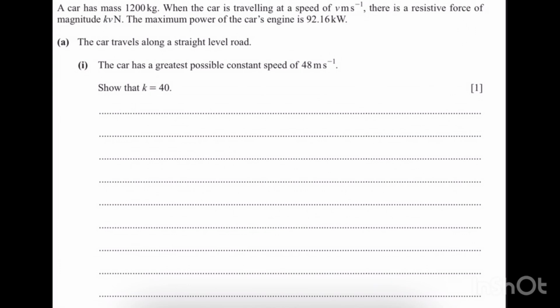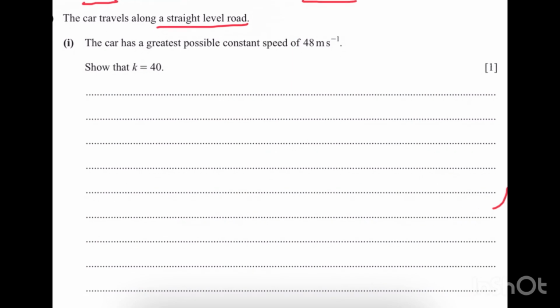Question number 7: a car has mass 1200 kg. When the car is traveling at a speed of V meters per second, there is a resistive force of magnitude KV newtons. The maximum power of the car's engine is 92.16 kilowatts. For part A, the car travels along a straight level road. For part I of part A, the car has a greatest possible constant speed of 48 meters per second. Show that K is equal to 40.